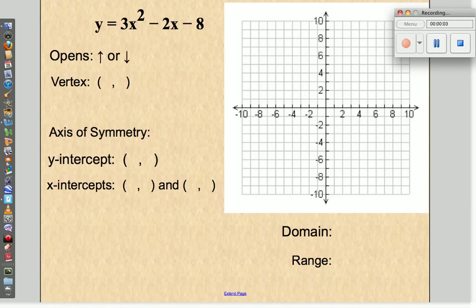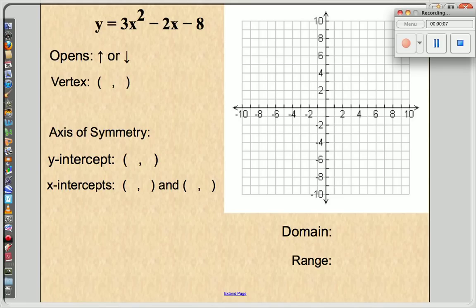All right, quadratics part 2. I'm going to start out with another example. Looking at my equation already, I know that it opens up because my number in front of x squared is positive. So it's going to be another minimum value.